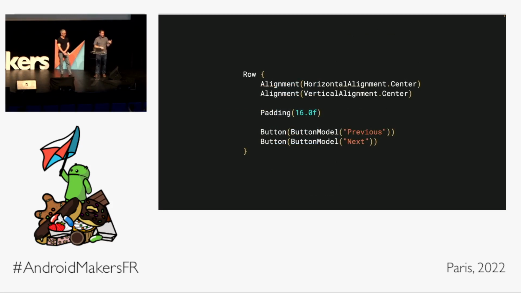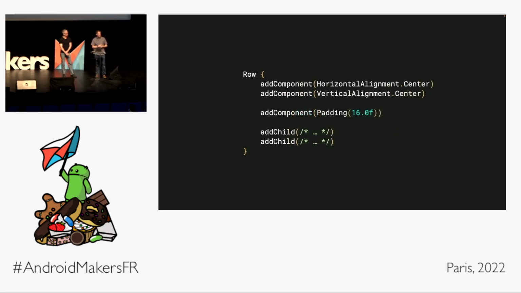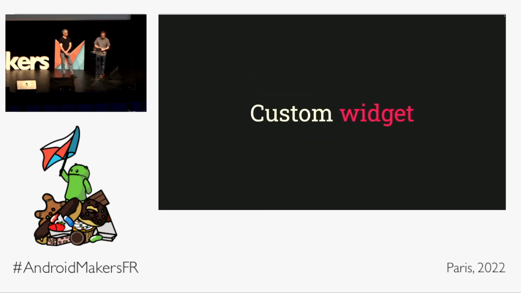So if you go back at the code that I just showed you, here I'm using convenience functions. So those functions like row, alignment, padding, they just hide the calls to the actual APIs of the system. So if I translate that to the actual APIs, it looks like this. So the alignments are just components. So like I said, we're just adding enum values as a component to the elements. Same thing with the padding. And then the two buttons are add child. So we add them as children. So armed with that, we can build our own widget.